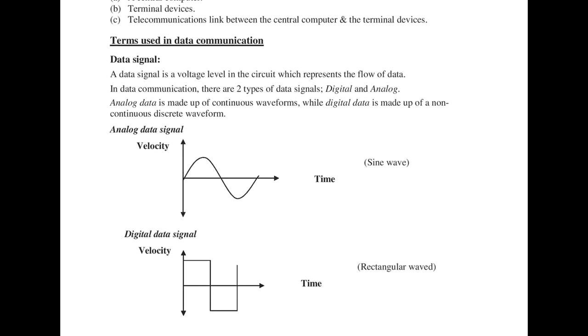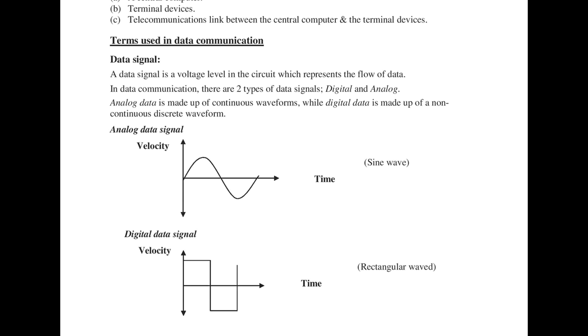The first term is data signal. What is a data signal? When we are transmitting signal, this refers to a voltage level in the circuit which represents the flow of data. And for that case, we usually have two types of data signals. We can transmit an analog signal and a digital signal. For that case, we have diagrams showing the same.